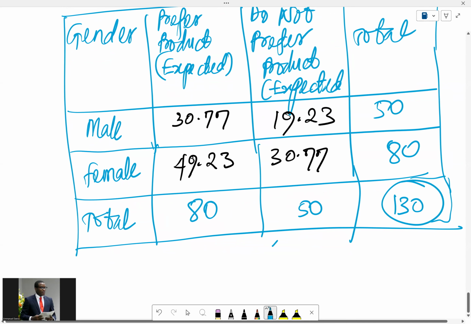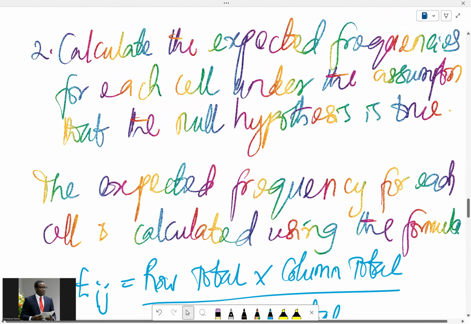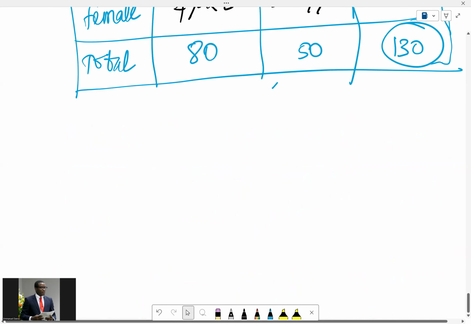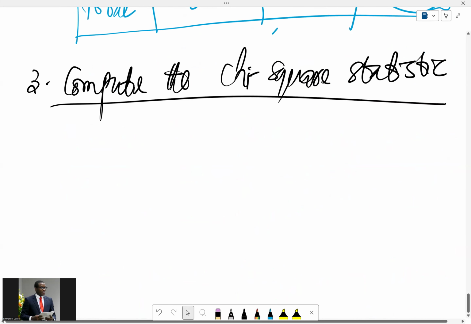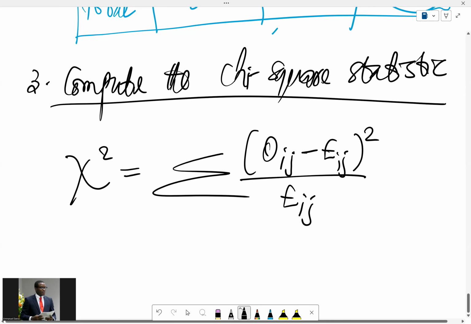So with these expected frequencies now, we can compute the chi-square statistic. So that step, what step now? Have I been numbering the steps? Yeah. So here now, I have step 3, compute the chi-square statistic. And that is this, because chi is a Greek letter. So chi-square equals the summation of O_ij minus E_ij all squared divided by E_ij. So what does this mean? O_ij is the observed frequency.